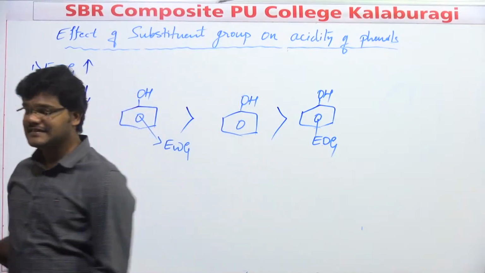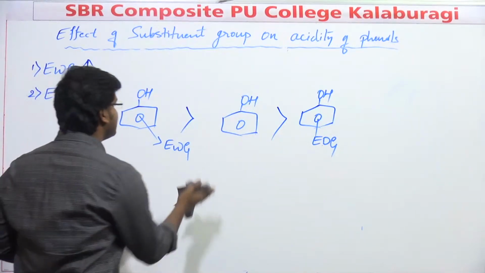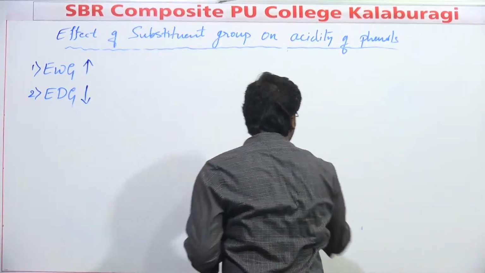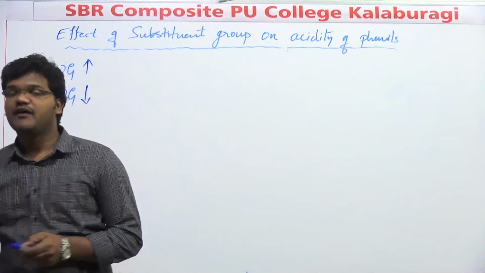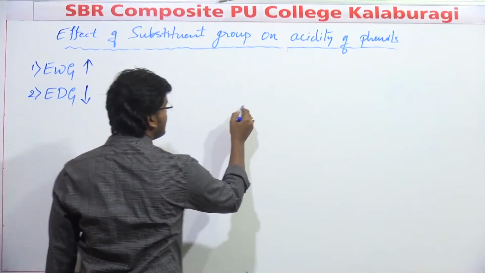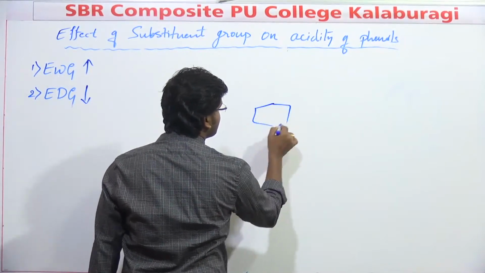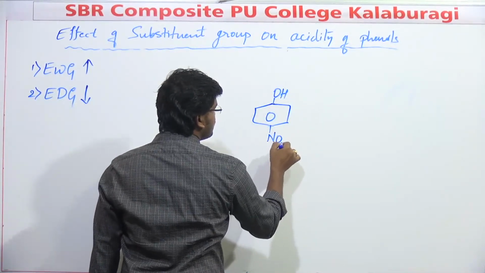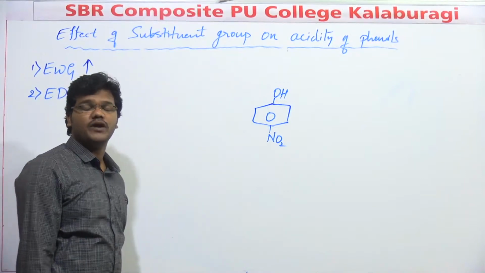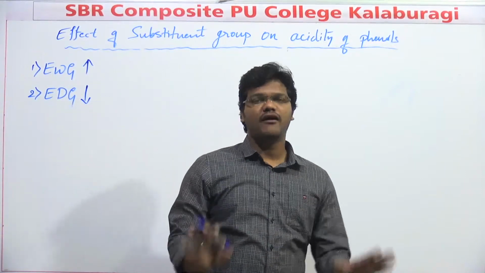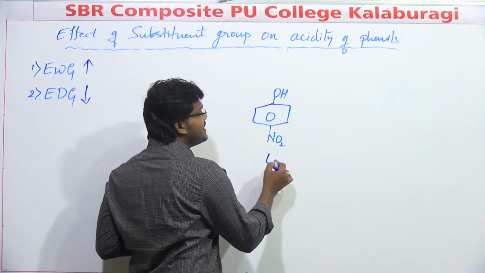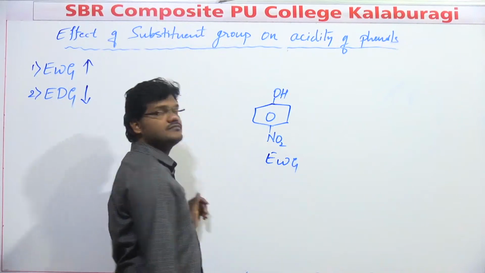Right? So let us take an example of a phenol having an electron withdrawing group. For example, I am having nitrophenol. See, I am having OH and I am having an NO2 over here, whether it is ortho, meta, or para, whatever. I am having a nitrophenol system. I know the nitro group is an electron withdrawing group.